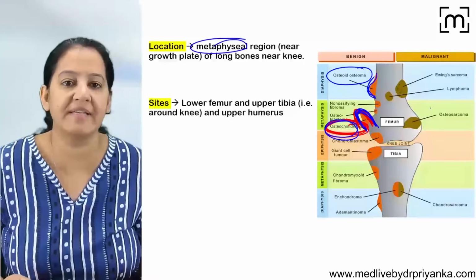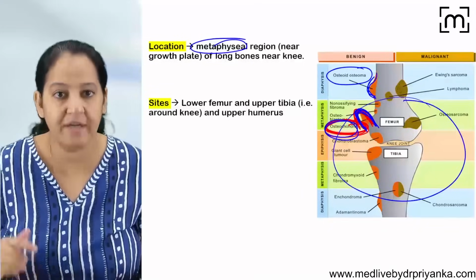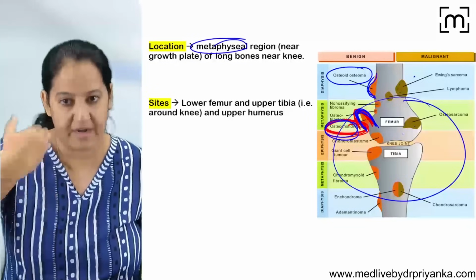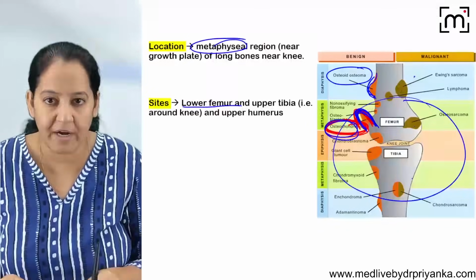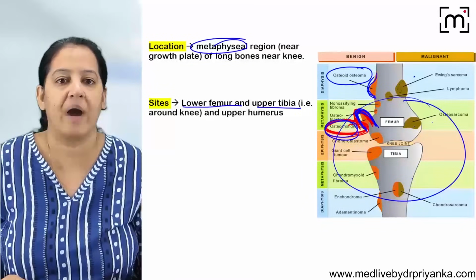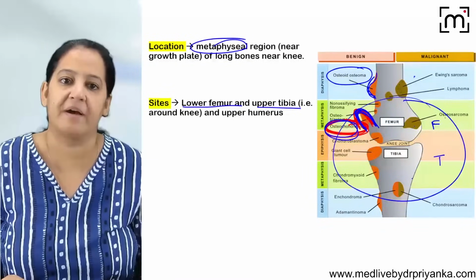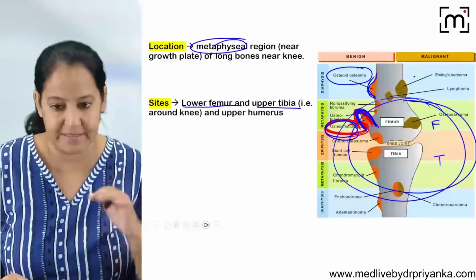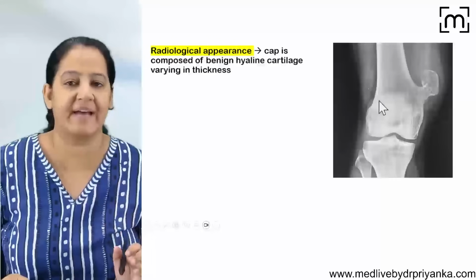Most common location is the knee joint. What is the knee joint? Lower end of femur or upper end of tibia. So please learn: lower end of femur or upper end of tibia. So near the knee joint it occurs. Lower femur, upper tibia. It's like that.